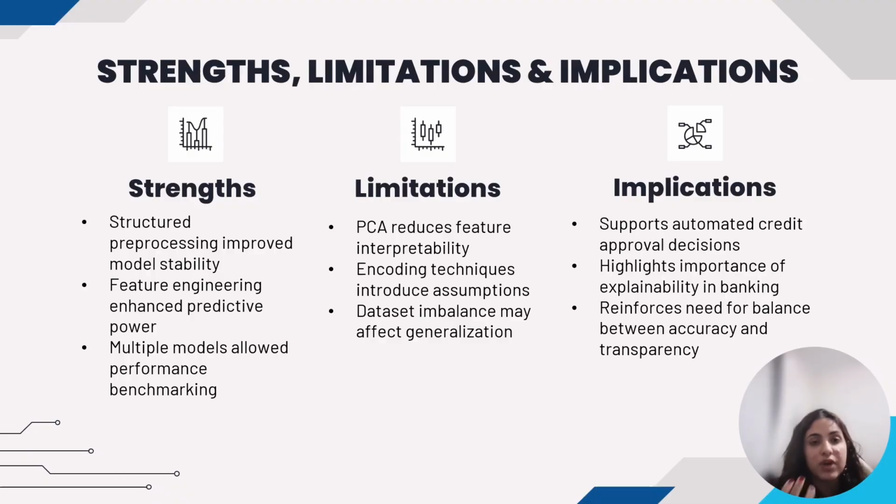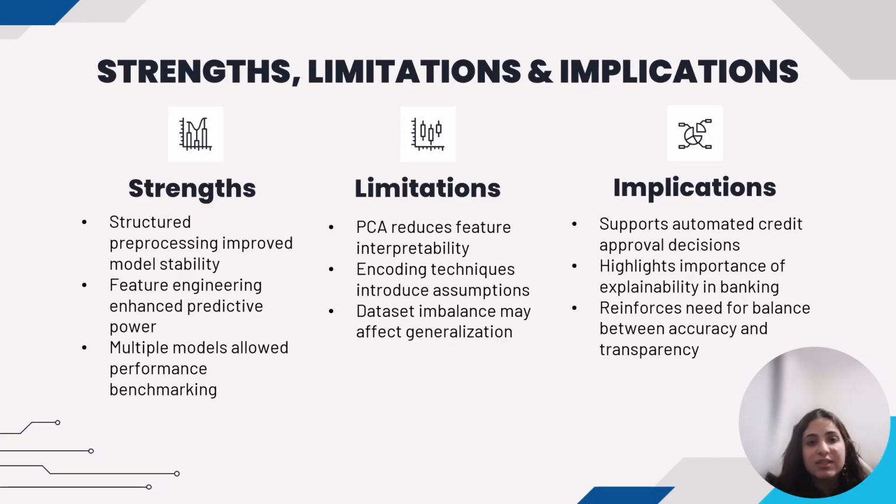So the strengths of our models are that the structured pre-processing improved the model stability, which means that if we had left the data as it was, we wouldn't have had accurate models like we did after we pre-processed and transformed the data. And that the feature engineering can enhance predictive power. And overall, multiple models allowed for performance benchmarking, so we could compare different models. One model wouldn't have been enough. It wouldn't have been sufficient to predict on one model and rely on it. So we used multiple to compare them and see which performed the best.